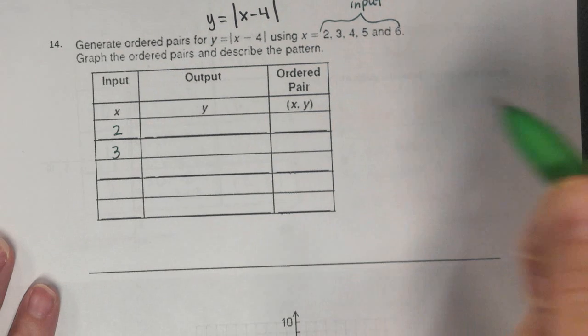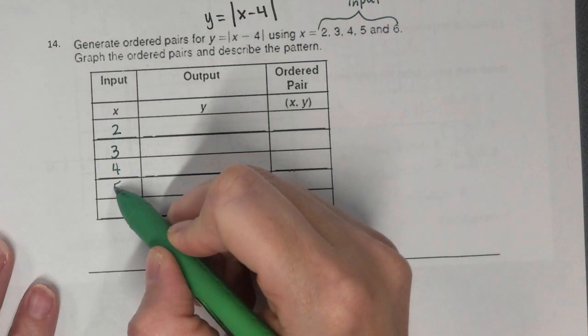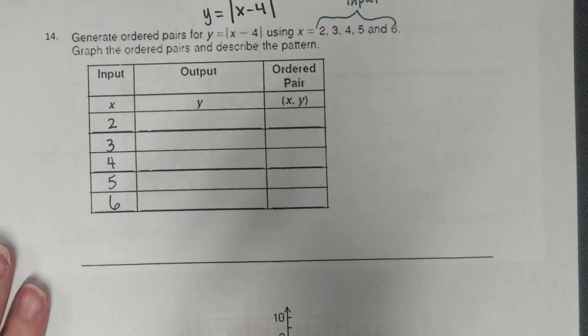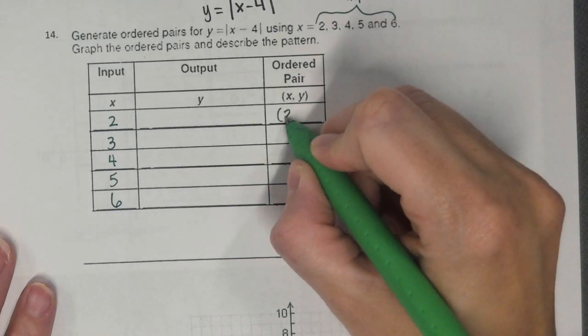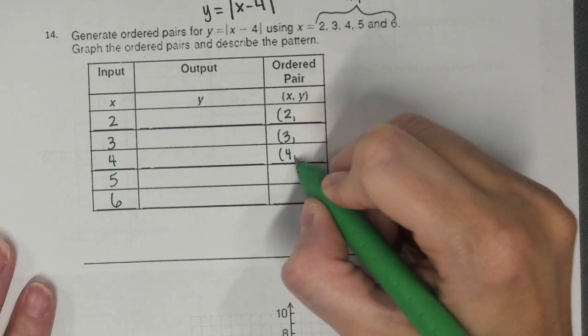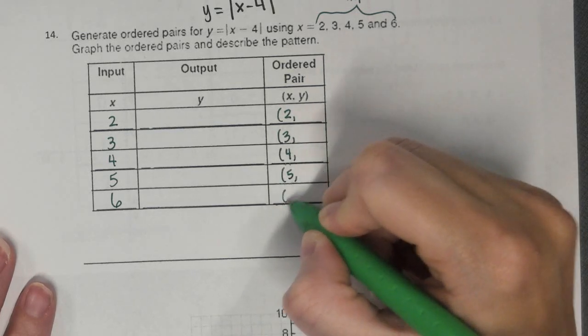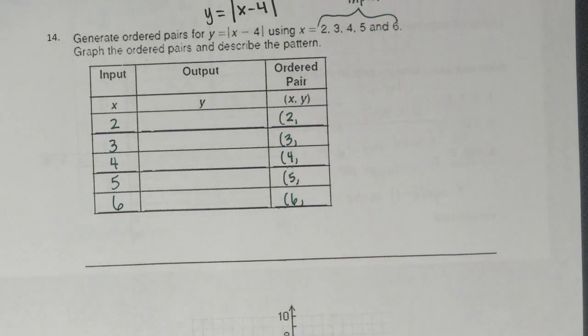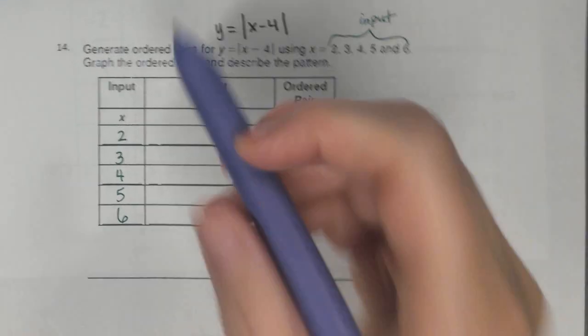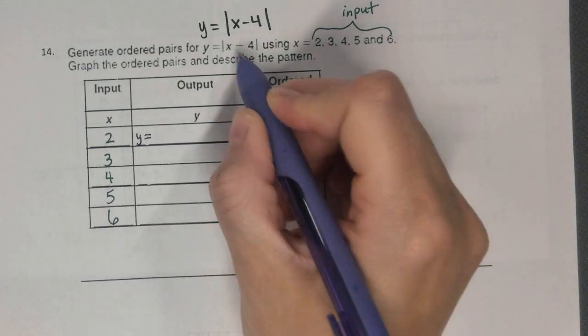2, 3, 4, 5, 6. I kind of like putting the first part of the ordered pair in there, because we already know what the x is. Now we just have to find the y. I'm going to do this first one with you, and then I'm going to let you do the rest. So we have y equals.